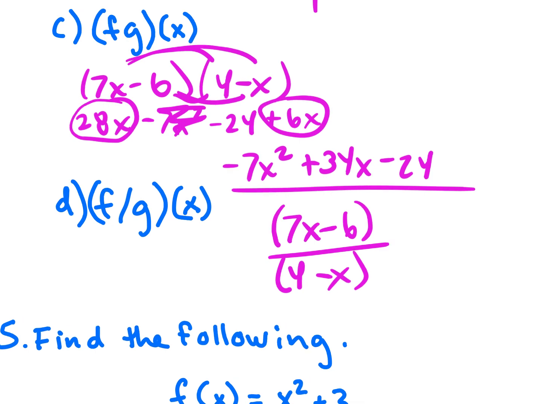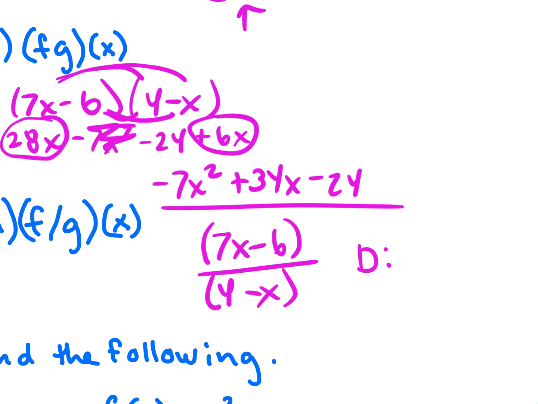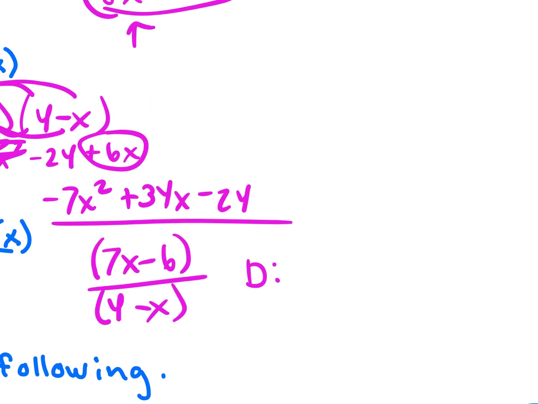Now, if they ask you for the domain, why is there a domain restriction here? There's an x in the denominator. So whenever you have either a square root or a denominator, that's when you have to say, okay, wait a second, there's some values that I can't use. How could I figure out what I can't use? Perfect. Set your denominator equal to, or not equal to, however you want to say it, 0.